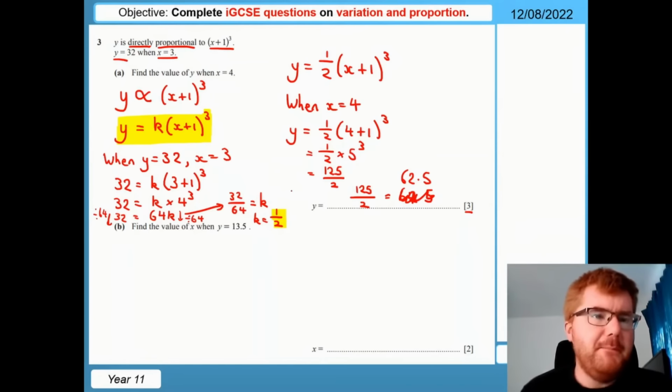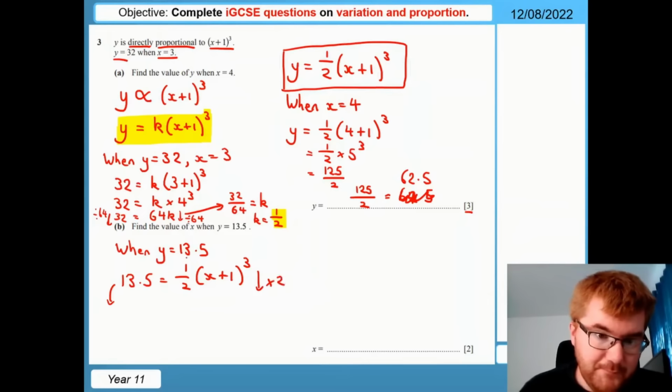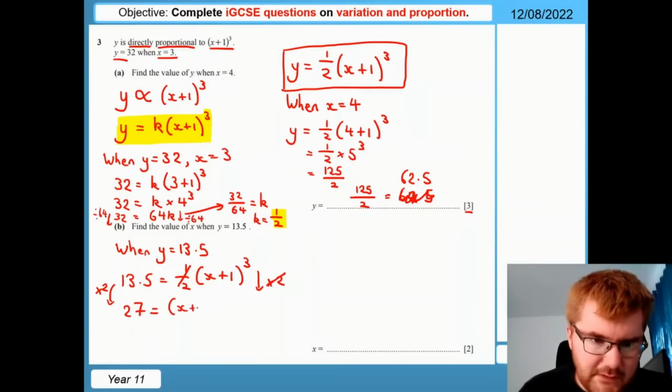And again, this is just a slow process of breaking this down. So let's get rid of the half first of all. What's the opposite of timesing by a half? Well, timesing by 2, because that would cancel. So 13.5 times 2 is equal to 27. This cancels. That was the whole reason to do that, giving us (x plus 1) all cubed.